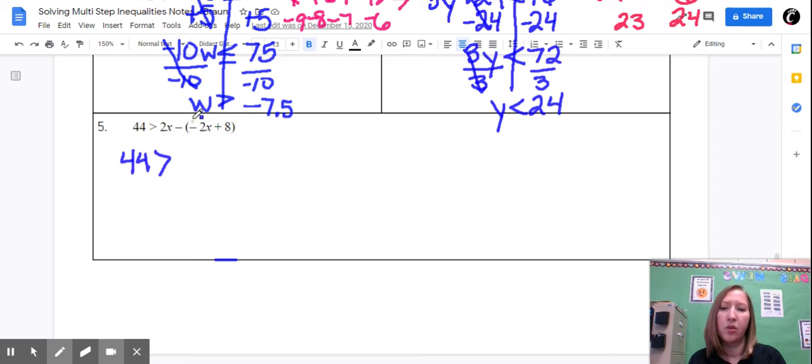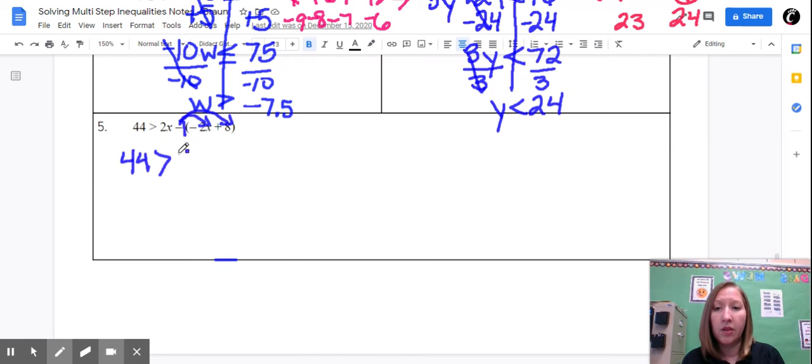We have 2x minus parentheses negative 2x plus 8. Remember, if we have a minus sign and then parentheses, that's like distributing a negative 1. So I'm going to distribute it, use the distributive property. I'm going to distribute a negative 1 to both terms in the parentheses.